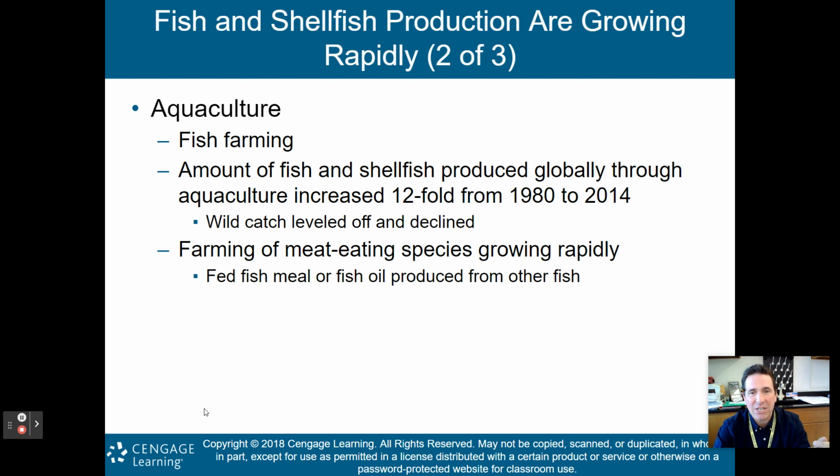Farming of meat-eating species is growing rapidly. They're fed fish meal or fish oil produced from other fish. So believe it or not, we actually have to get other fish to feed the fish, because some fish eat the other fish. So there's this whole process that goes on with aquaculture.